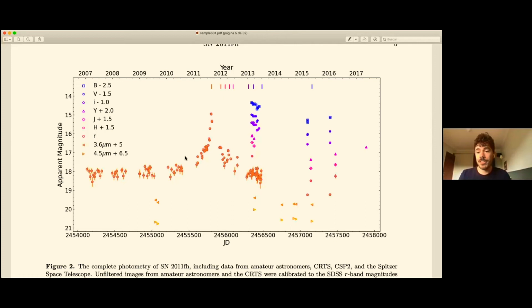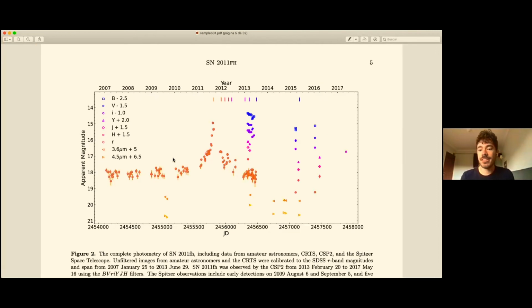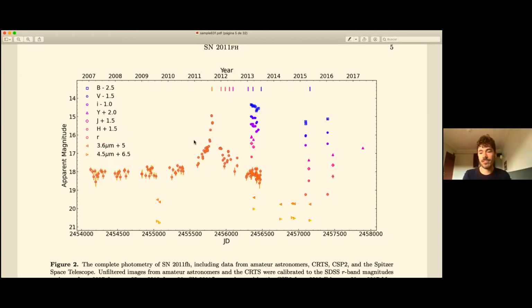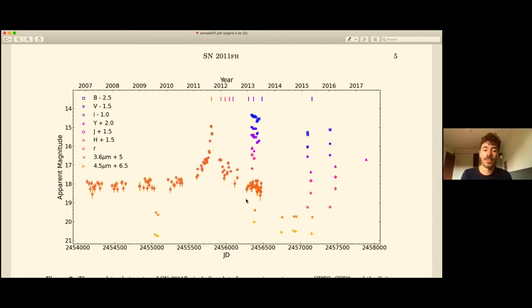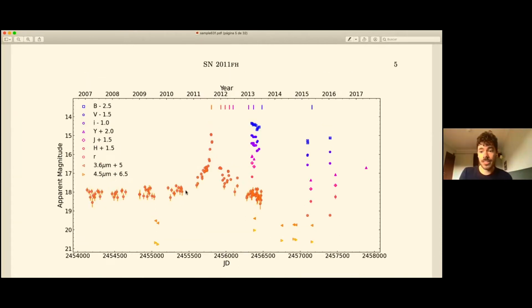So the orange dots that we see here are the observations made in R-band. We have observations covering 10 years from 2007 to 2017. The star was slowly getting brighter and brighter, and then it culminated in this explosion of August of 2011. And also after the explosion, we can identify these bumps in the light curve.